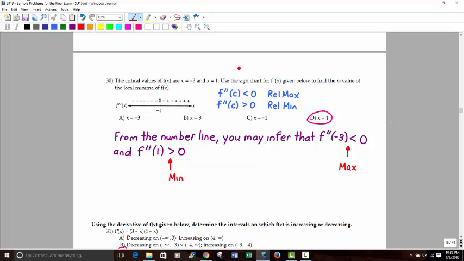And this one's only asking for the local minimum, but I did both, obviously. So since 1 produced a positive second derivative, it was a minimum. And since negative 3 produced a negative second derivative, it was a max. So I answered both here, but 1 is the correct answer. X equals 1 is correct for the minimum value.